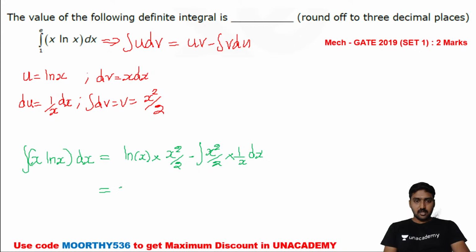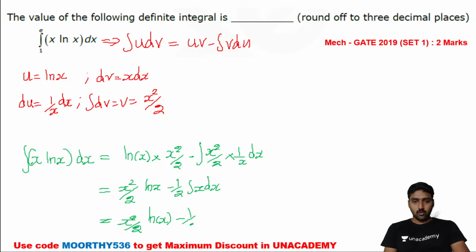This value is equal to x square divided by 2 into logarithmic of x minus, now take the x square and x cancel, it's x, 1 divided by 2 into integral of x into dx. While doing the integration, it's x square divided by 2 into logarithmic of x minus x square divided by 4. 1 divided by 2 into x square divided by 2.